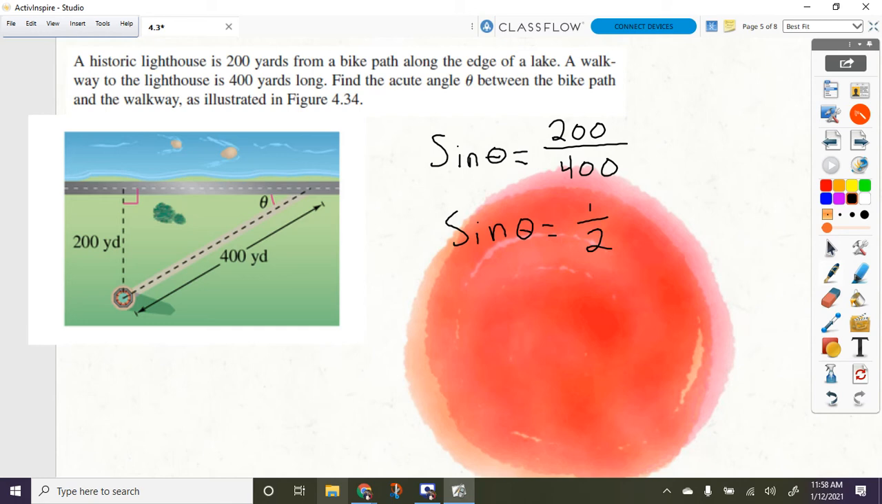Is that the only spot on my unit circle? It also equals 1/2 in my second quadrant as well, right? Because sine is positive in my second quadrant. But why can't I use that angle instead? It's bigger than 90.